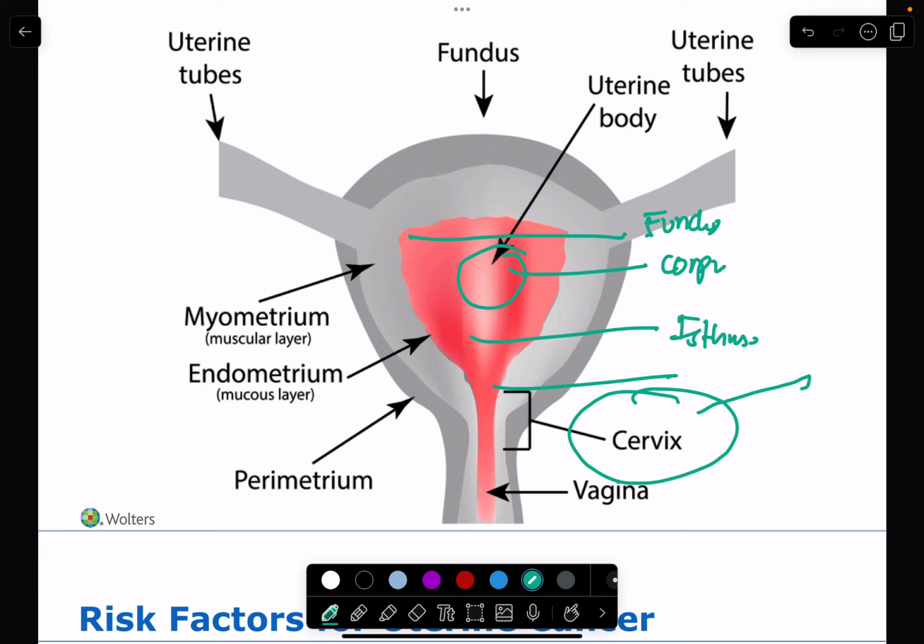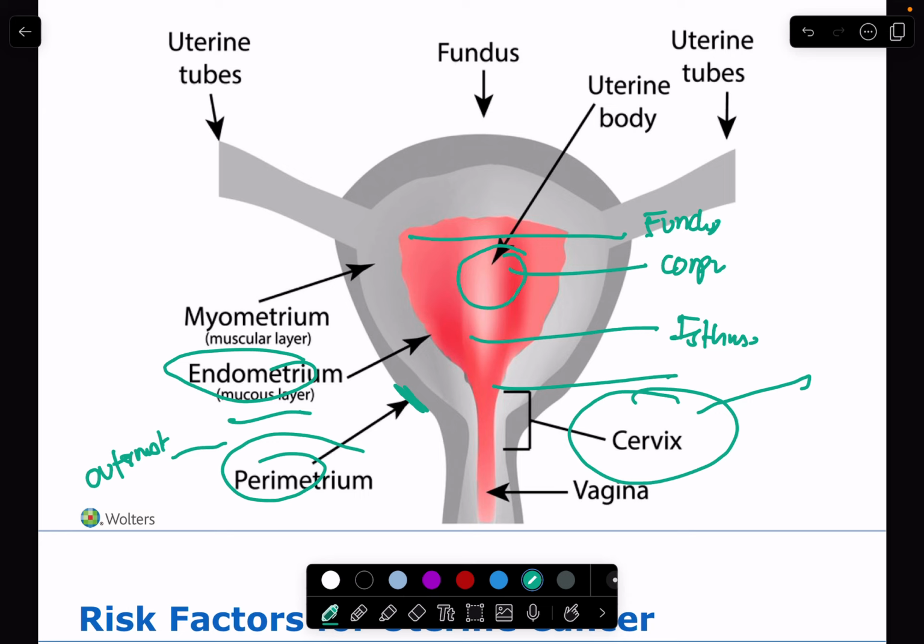Now, in the uterine muscle or in the uterine walls or layers, we have different layers. We have 3 layers of the uterus. The perimetrium, this one, is the outermost. This is the outermost layer of the uterus. Endometrium, this is the muscular layer. Okay? This is the muscular layer.